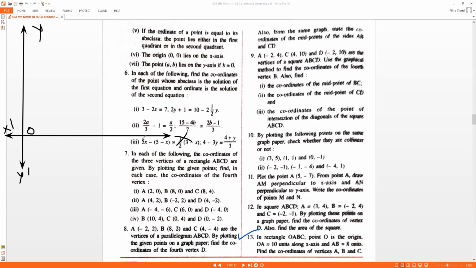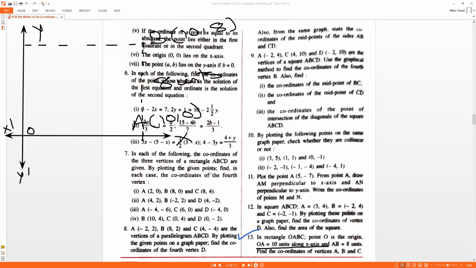OA is equal to 10 units. So what are the coordinates of A? 10 comma 0. Right? Because OA is along the x-axis and AB is 8. So obviously, AB is going to be like this. So B is going to be like this. 8 units. So this is B. Do you understand? What are the coordinates of B? 10 comma 8.